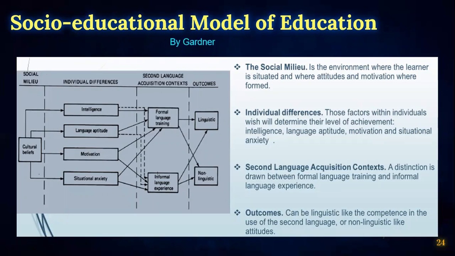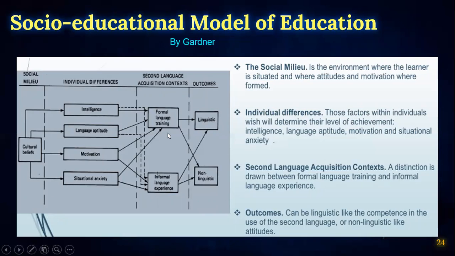We also saw the socio-educational model of education. We saw the components: the social milieu, the environment where the learner is situated and where attitudes and motivation are formed. Individual differences, those factors within individuals which will determine their level of achievement. For example, intelligence, language aptitude, the motivation, and the situational anxiety.